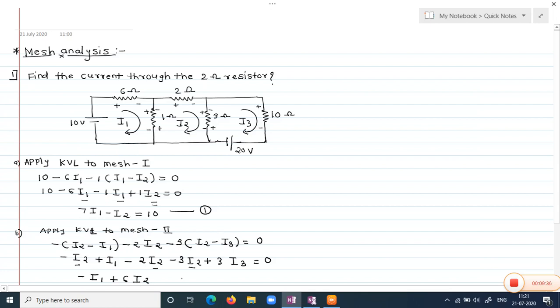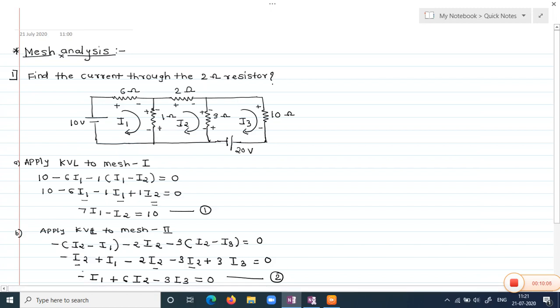Again you will see what is I3. I3 should be 1 only over here, so the minus sign you will get plus, the plus sign you will get minus here, means minus 3 I3 is equal to 0. That is equation number 2.